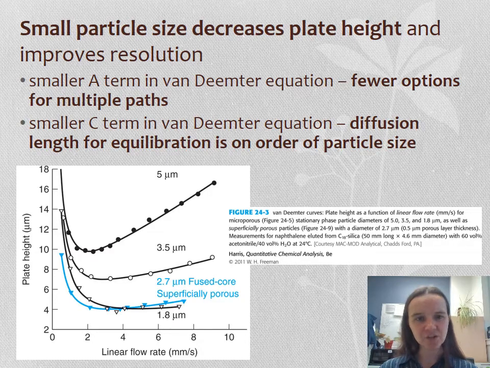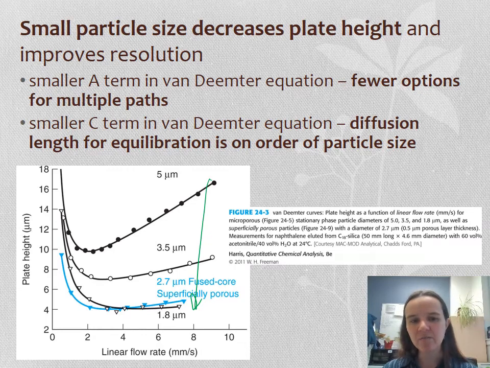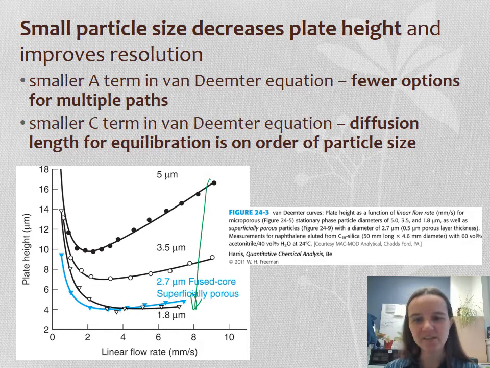So here's our Van Deemter equation. If you have small particles, this means you have fewer options in the multiple paths term. And so going down this list, you get better with those 1.8 micron particles, for example. The other thing is that the diffusion length for the equilibration is about the same order as the particle size. We don't want a really big diffusion length, because your friends are going to move past you when you're still in the store, right? So it's the C term.